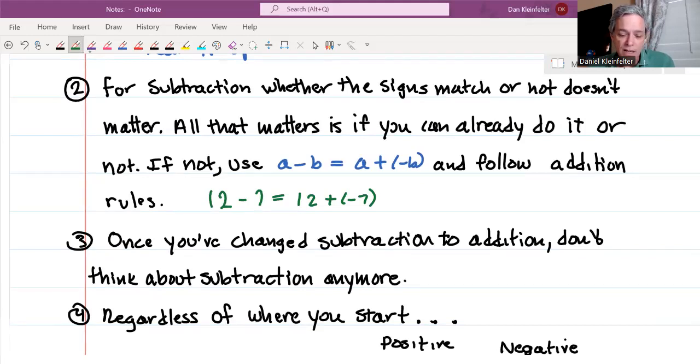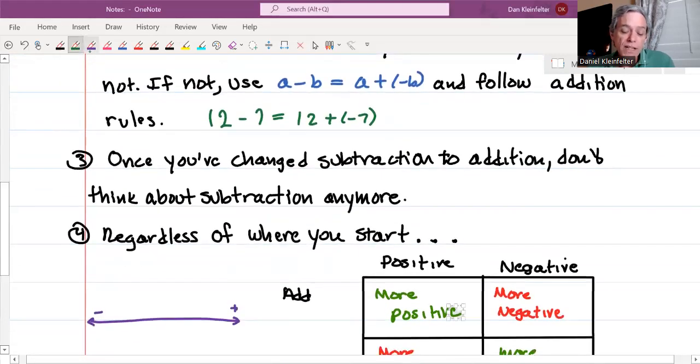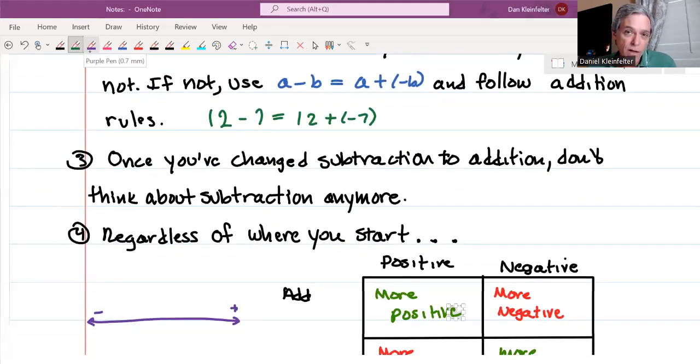And so this is just kind of going around in circles for no real reason. If you already know how to do it, then do it. And if you don't, then turn it into an addition. Once you've changed the subtraction to an addition, you don't need to think about subtraction anymore. You don't need to try to juggle both in your head. Just think, okay, well, now it's an addition problem. Let me just finish it.